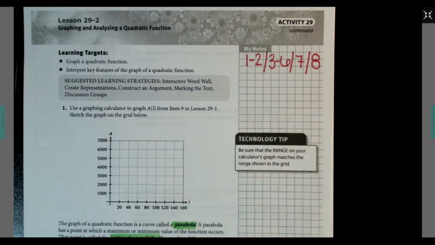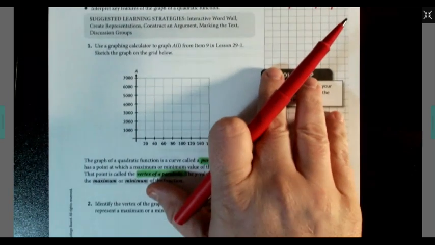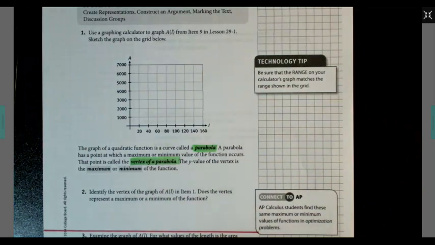In this lesson, we're going to cover 29-2, graphing and analyzing a quadratic function. This lesson will be split into 4 separate sections: questions 1 and 2, questions 3 to 6, question 7, and question 8. Number 1 states, use a graphing calculator to graph A of L from item 9 in lesson 29-1. Sketch the graph on the grid below.